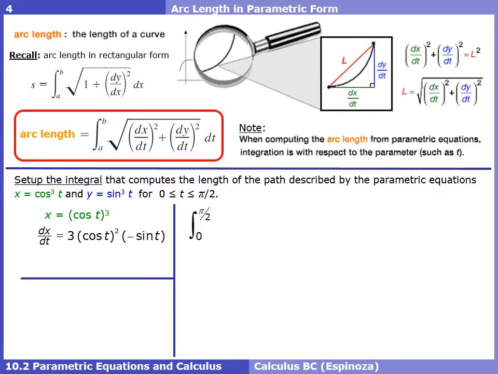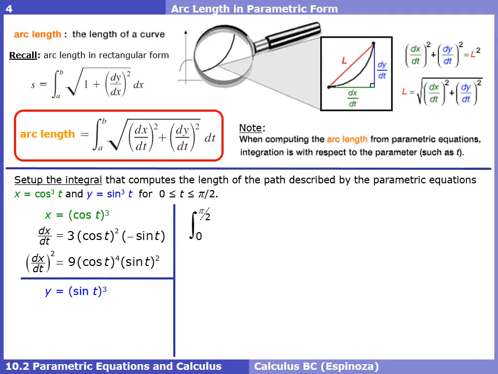The derivative of cosine t is, of course, negative sine t. If we clean that up a little bit and square it, we'll end up with this value: 9 cosine t to the 4th times sine t squared. That negative, of course, would go away when you square it. 3 becomes 9. And then, of course, when you square cosine squared, it becomes cosine to the 4th. And when you square sine, it becomes sine squared.